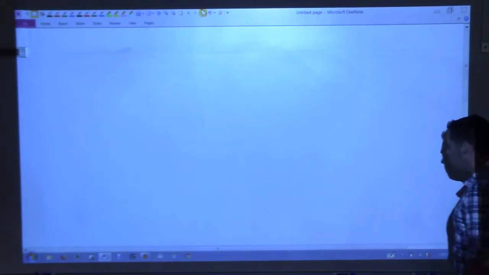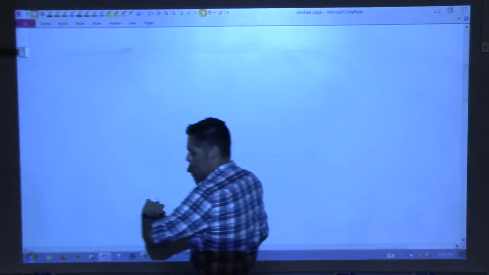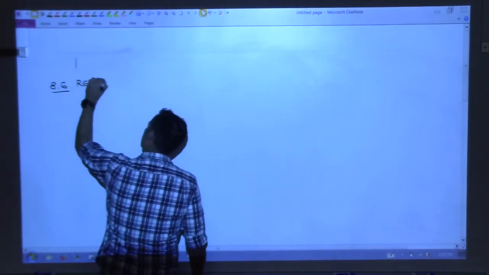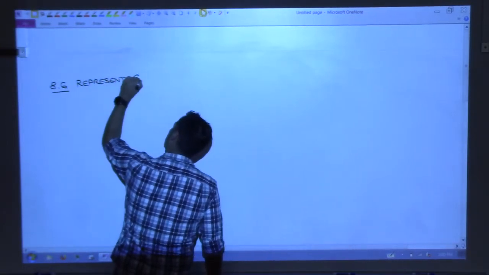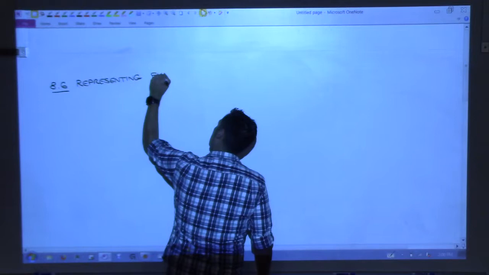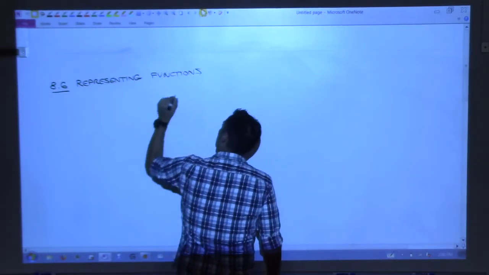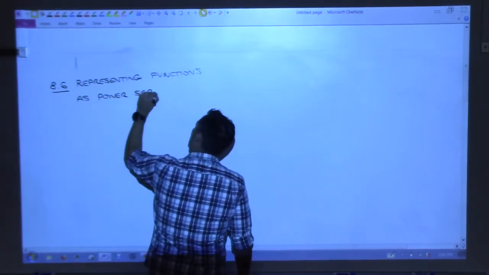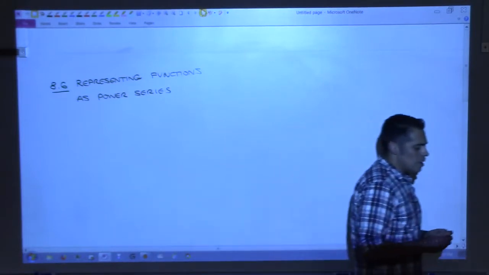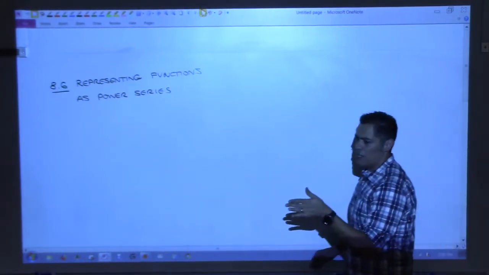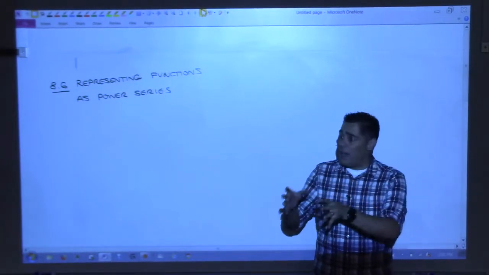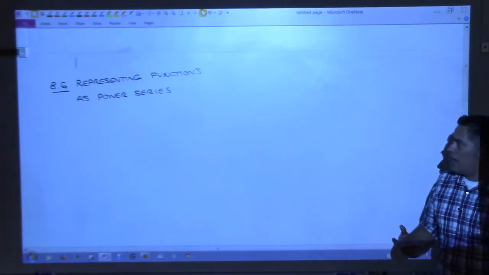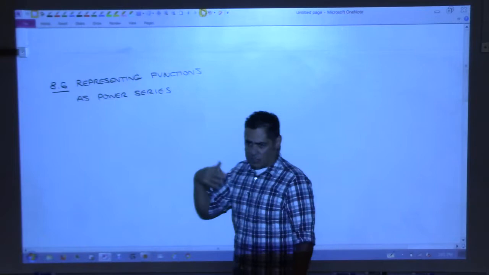Now we shift gears. 8.6, Representing functions as power series. So we are going to start to get ourselves in position to turn sine of x into its power series, turn cosine of x into its power series. We're trying to position ourselves to do that. This is the first section that gets us started with that.